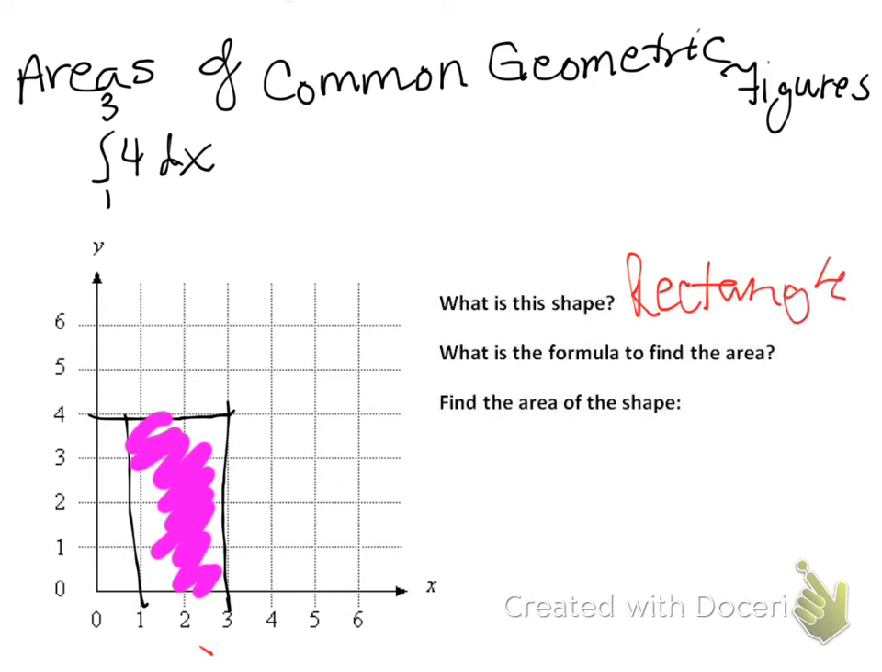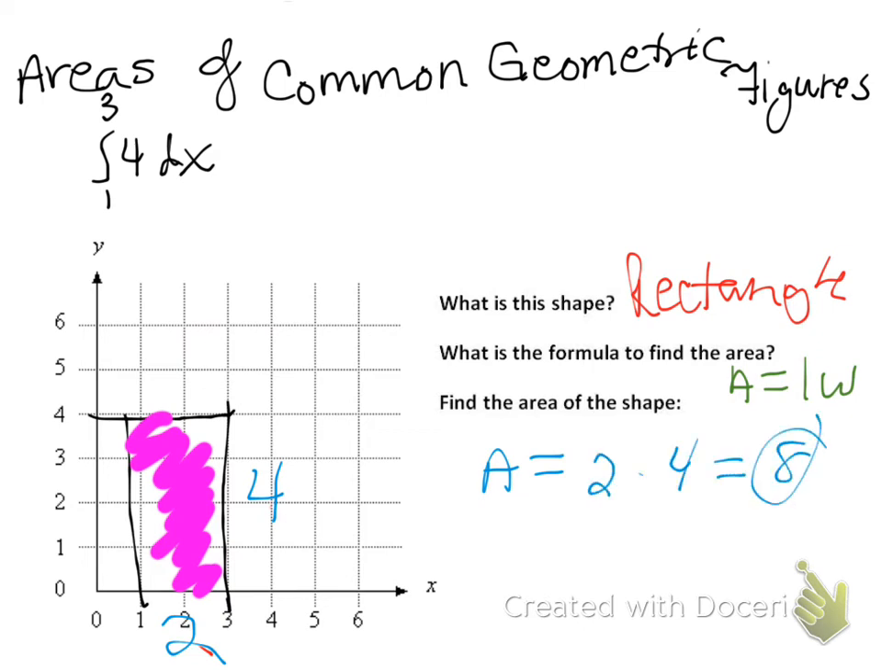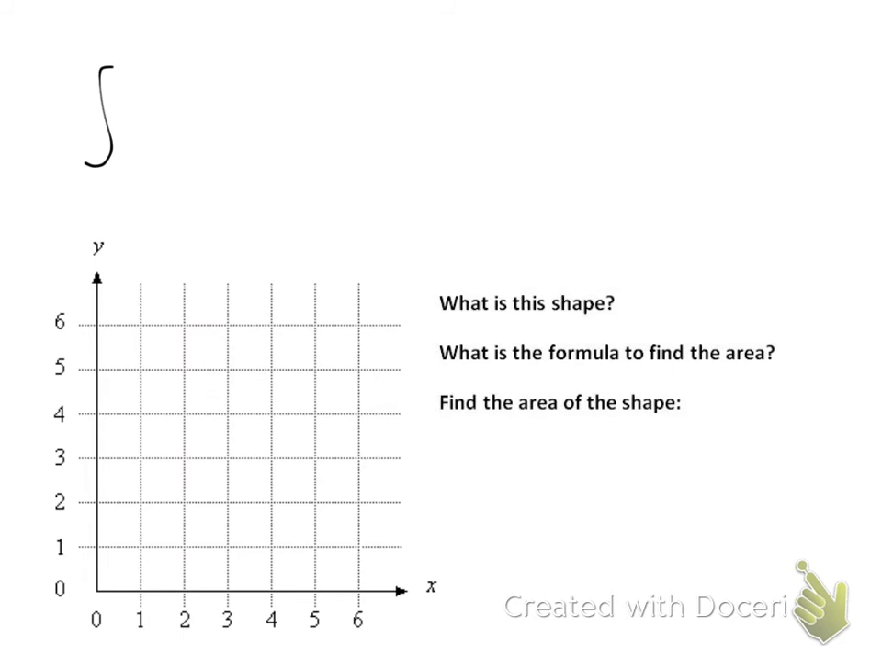And how do you find the area of a rectangle? Well, hopefully we know that area is length times width. All right, so find the area of this shape. Well, I know that it's 2 units long. It is 4 units high or wide, and 2 times 4 equals 8. So that's the answer. Next, I'm giving you the integral from 0 to 3 of x plus 2 dx.